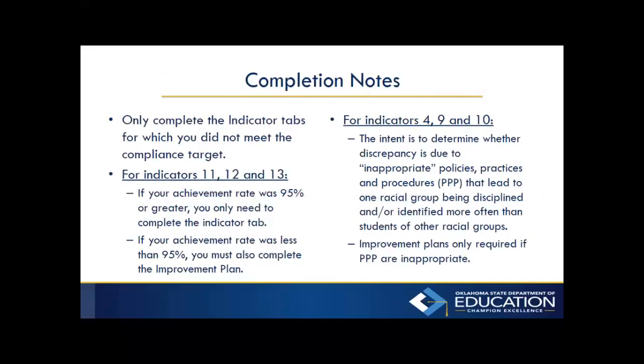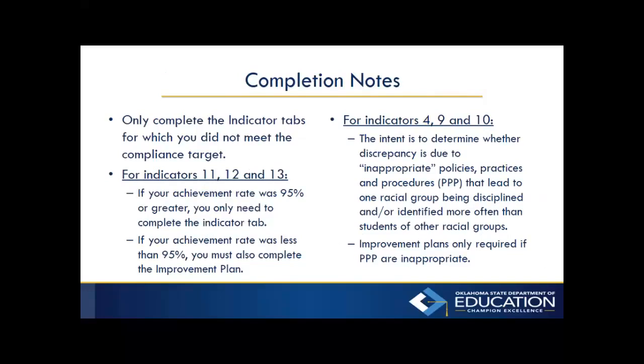For indicators 11, 12, and 13, if your achievement rate was 95% or greater, you're only going to need to do the indicator-specific tab. If you were less than 95%, then you will have to do not only the indicator-specific tab, but you will also have to complete the improvement plan tab as well.